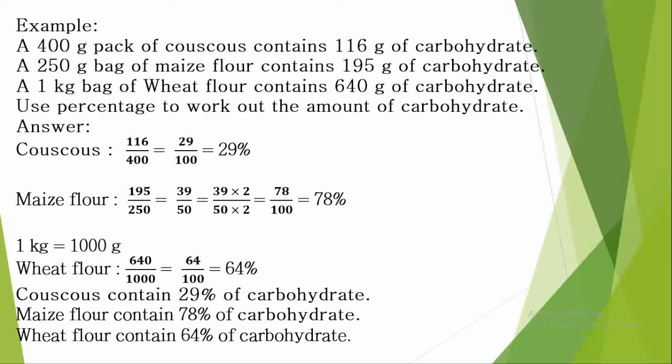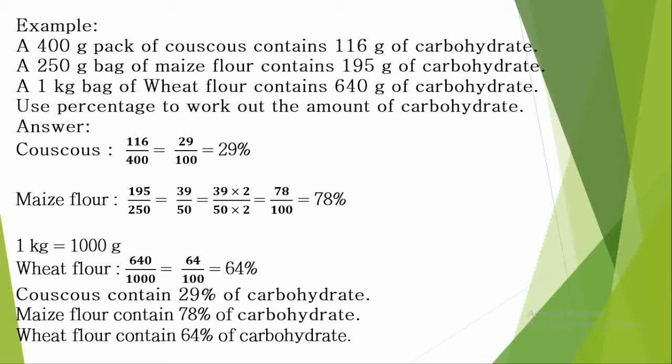So that we have to convert into simplest form. So divide both the numbers by 4. So you will get the answer 29 upon 100, which is 29%. Now next for the maize flour. So it contains 195 gram of carbohydrates. So it's 195 upon 250.